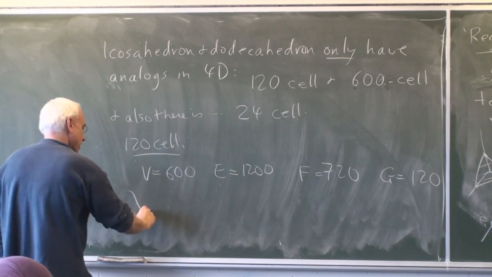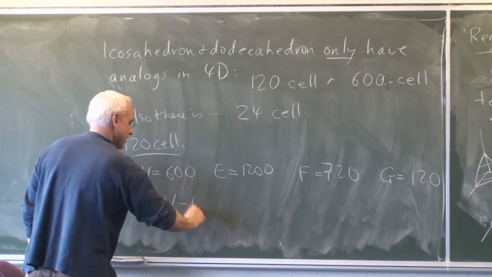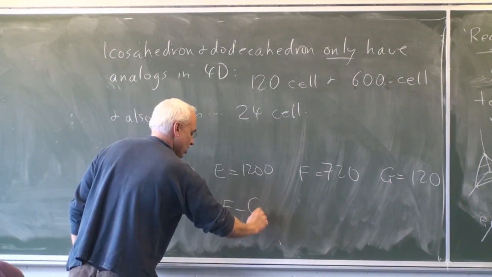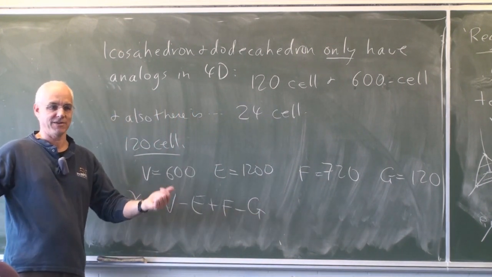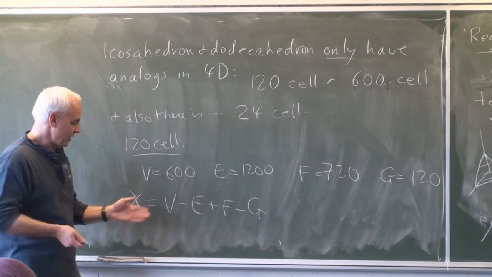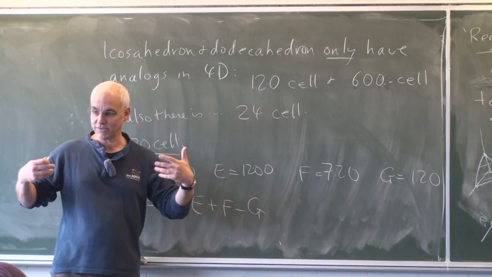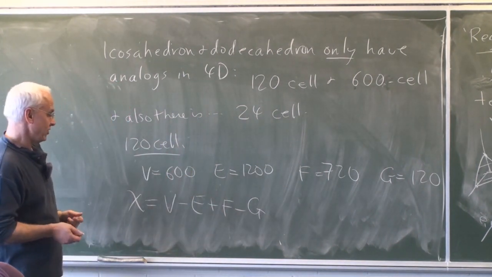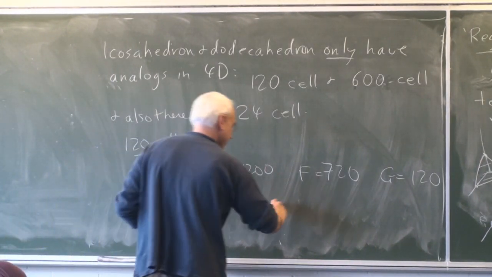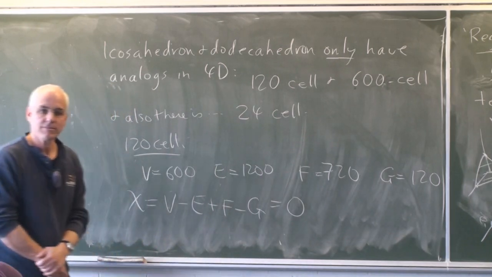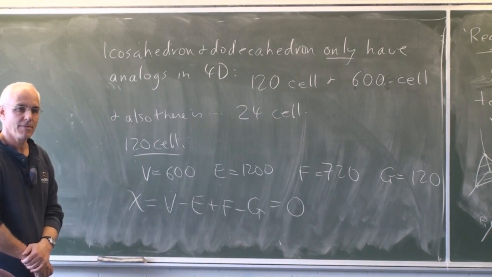Okay, so it turns out that if you take chi equals V minus E plus F minus G, which is what your first guess would be, right? Yes, that is the right number to think about. And it turns out it is zero.